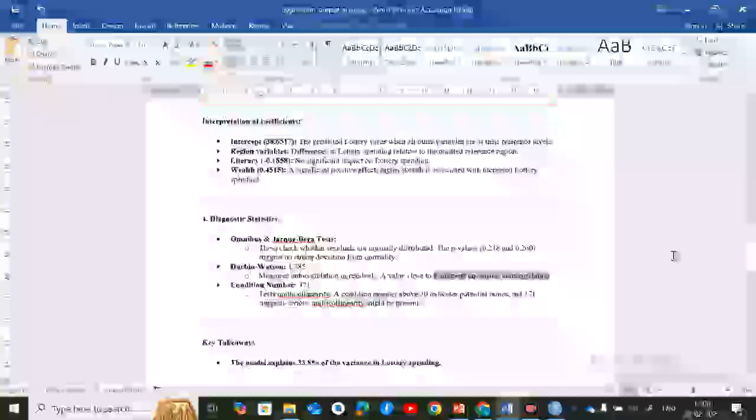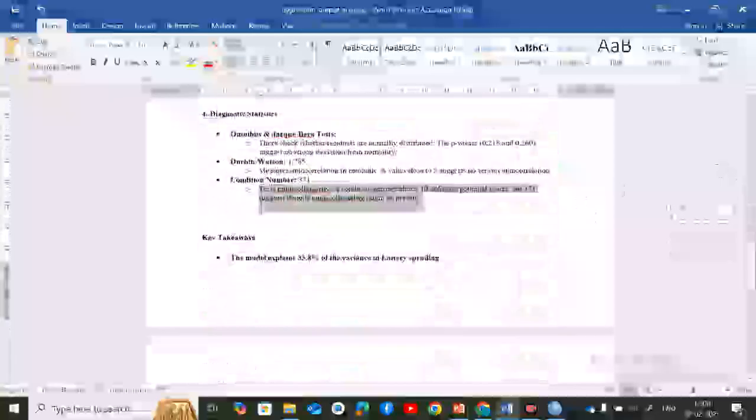Okay, the condition number tests multicollinearity. A condition number above 30 indicates a potential issue, and 371 says that serious multicollinearity might be present. So in this case, there might be a case of multicollinearity, possibly in these regions.